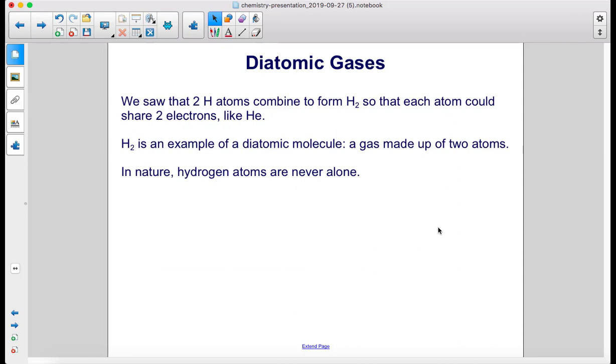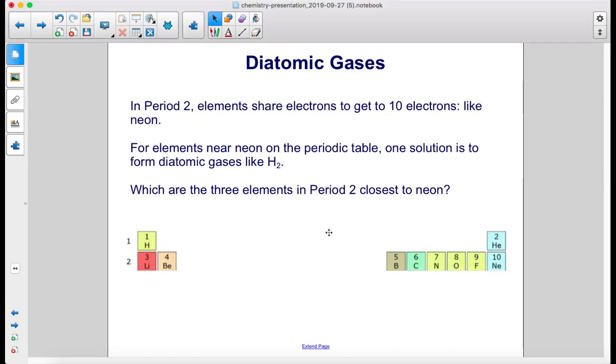We saw that 2 H atoms combined to form H2, so that each atom could share 2 electrons like He, helium. H2 is an example of a diatomic molecule, a gas made up of 2 atoms. In nature, hydrogen atoms are never alone. In period 2, elements share electrons to get to 10 electrons, like neon. For elements near neon on the periodic table, one solution is to form diatomic gases like H2.